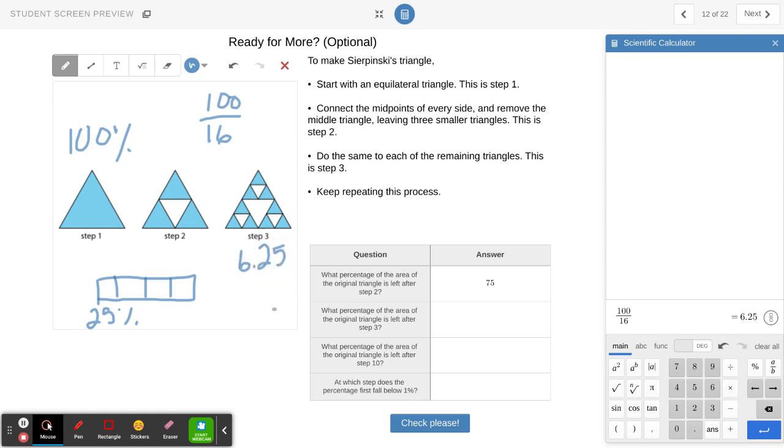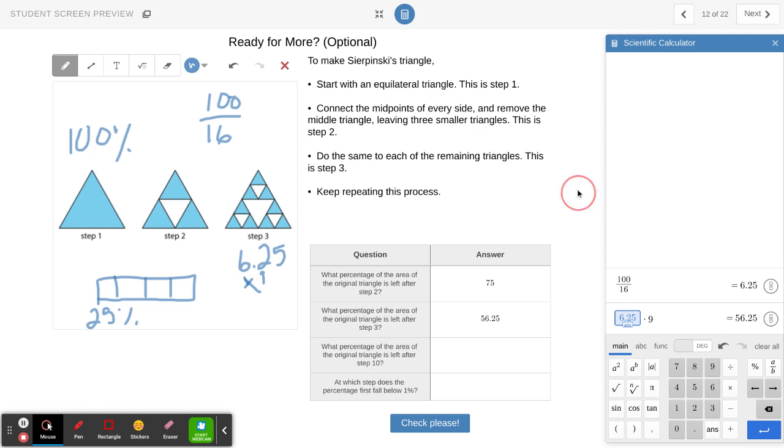So now we have to figure out, well, how much is left? So really, all we have to do is count the triangles that are blue, right? Because we know each one is 6.25%. So 1, 2, 3, 4, 5, 6, 7, 8, 9. So if I do 6.25 times 9, that's going to tell me my answer. So let's go ahead and try that out. And I get 56 and 25 hundredths.